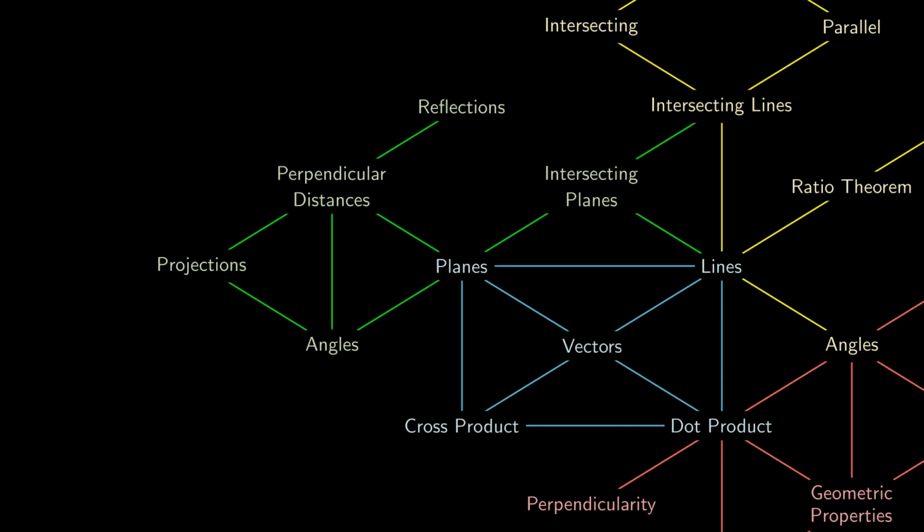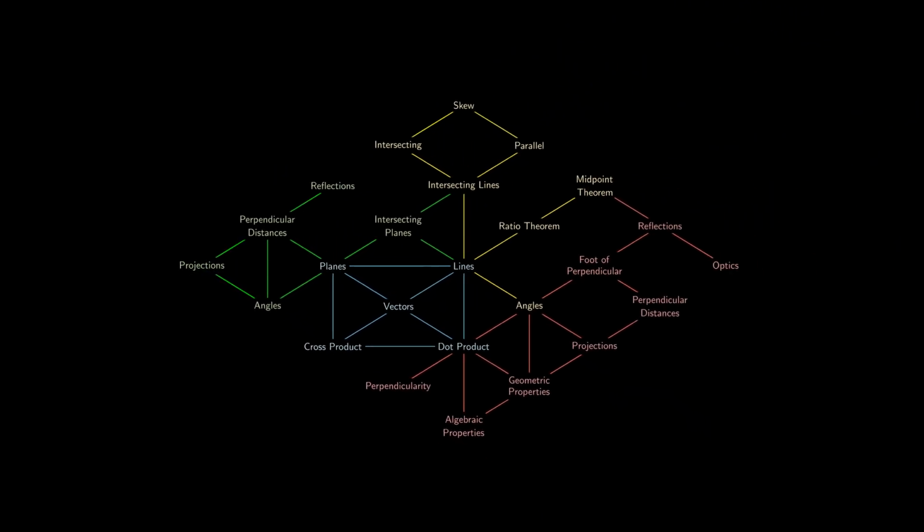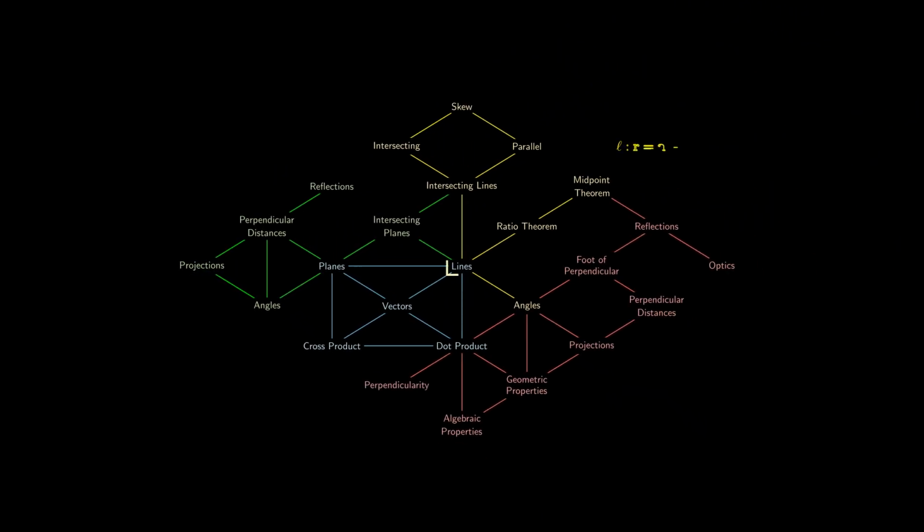So while vectors may seem rather daunting, it is buttressed by four crucial formulae: the equation of a line, the dot product, the cross product, and the equation of a plane. These four formulae sum up A-level vectors in a nutshell.